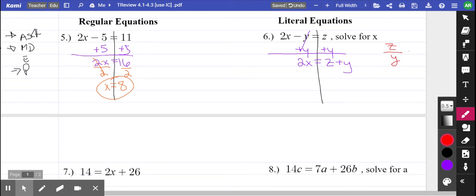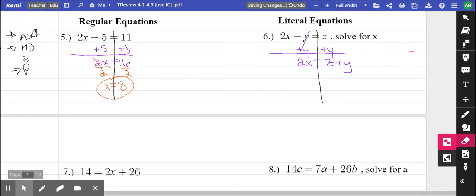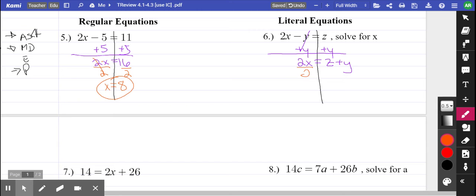We didn't divide. The only time we should use a fraction bar is when we're dividing. If you didn't use it to cancel something out, you don't use it when you drop it down. So now we have to get rid of that 2 that's in front of the x. Well, just like the one in number 5, we are going to divide. But when we divide using a literal, on the other side, we got to make sure we divide everything by 2. This leaves us with x is equal to z plus y all over 2.